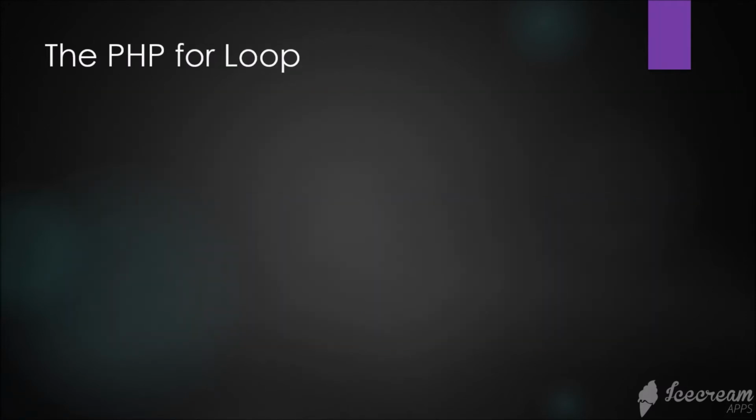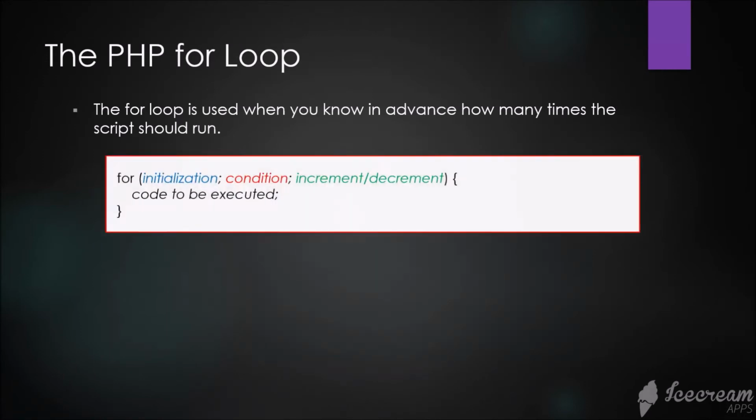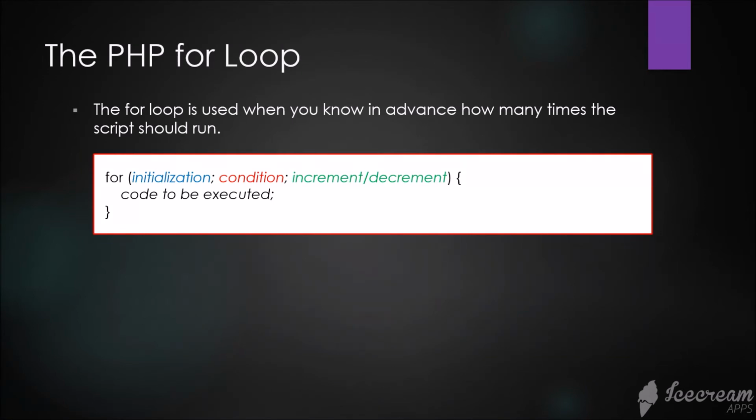Okay, next is the PHP for loop. The for loop is used when you know in advance how many times the script should run. So we have here our syntax. For, open close parenthesis, then the initialization, the condition, and then the increment or decrement. Then inside the curly brackets, we put our executable codes.